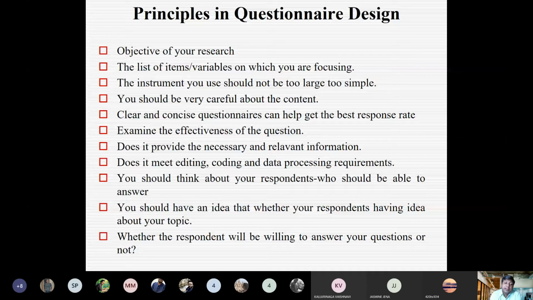You should be very careful also about the content. What content are you taking? If you are working on a particular topic, your content should be accordingly. Suppose you are working on something X and your questionnaire is something Y.